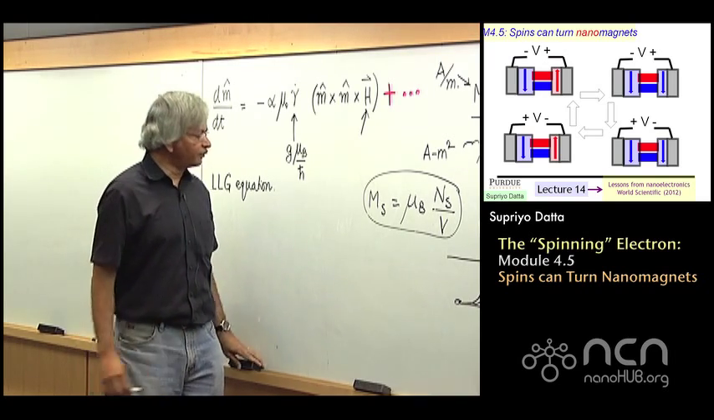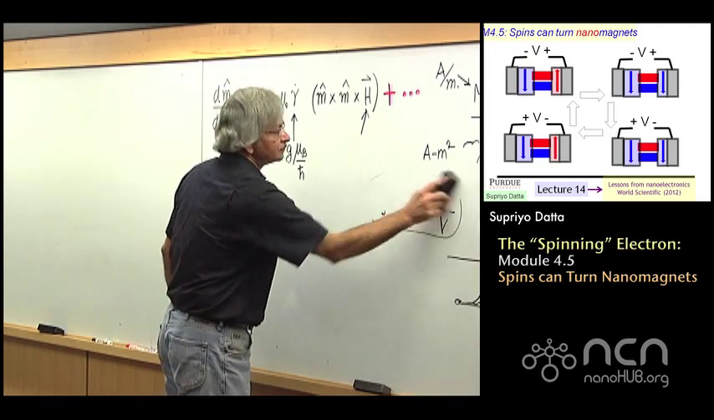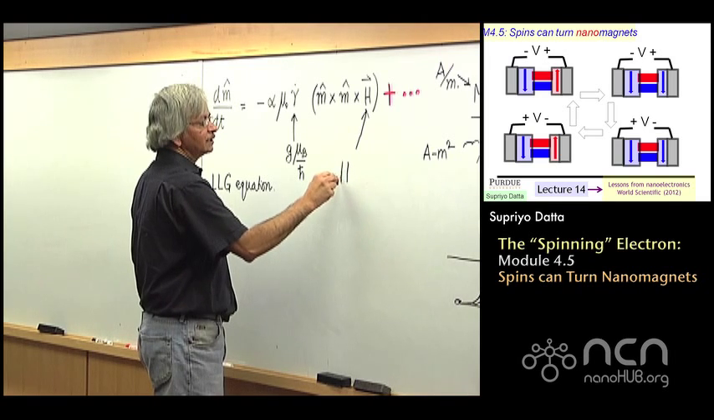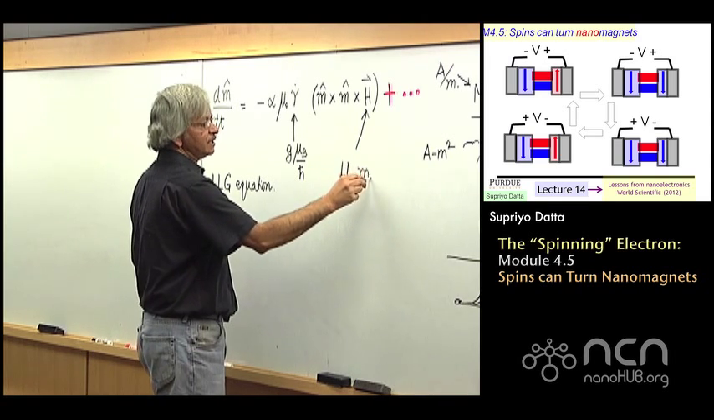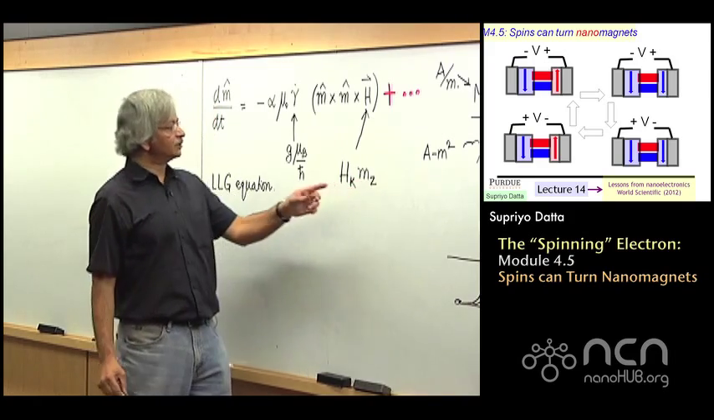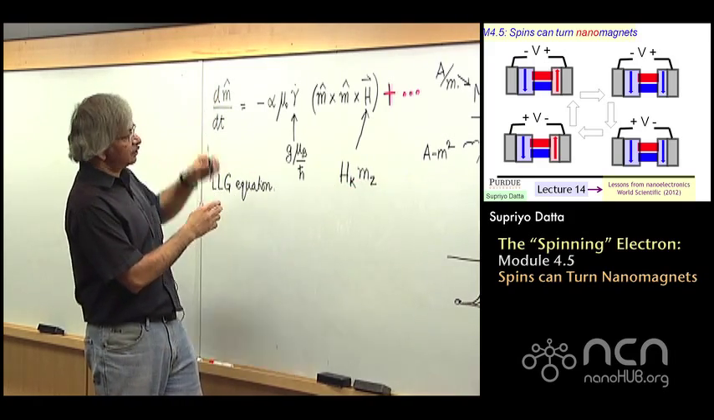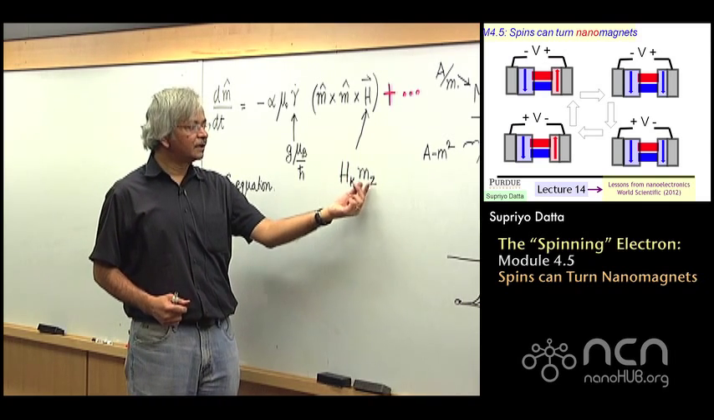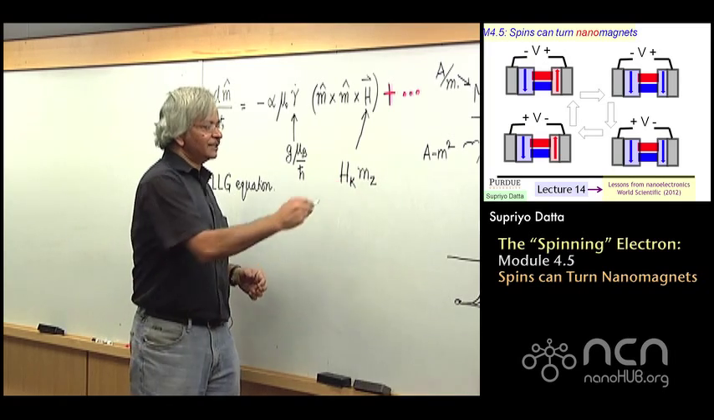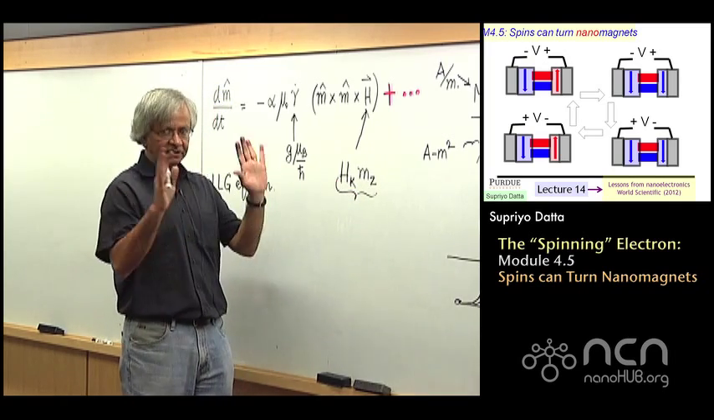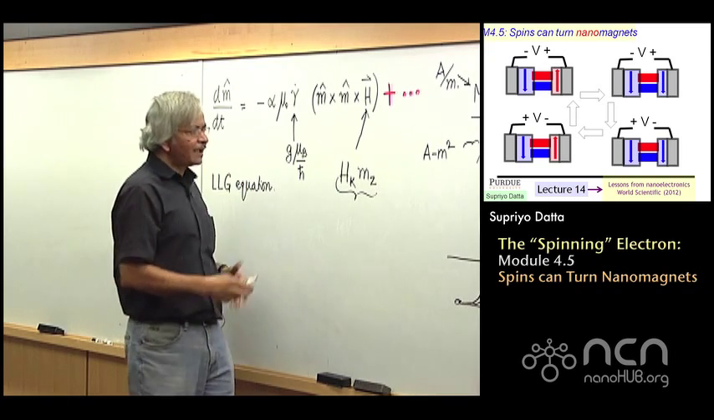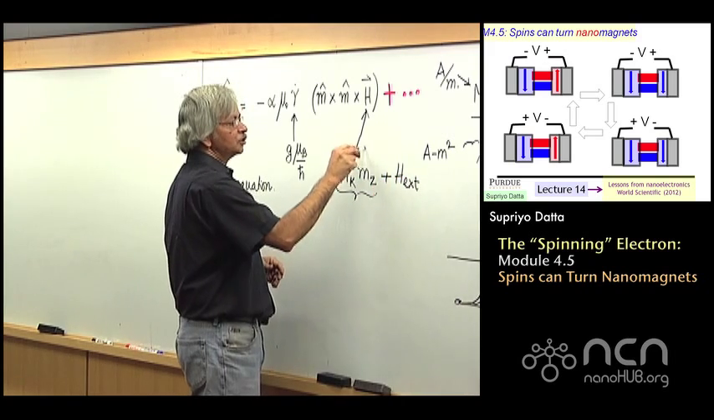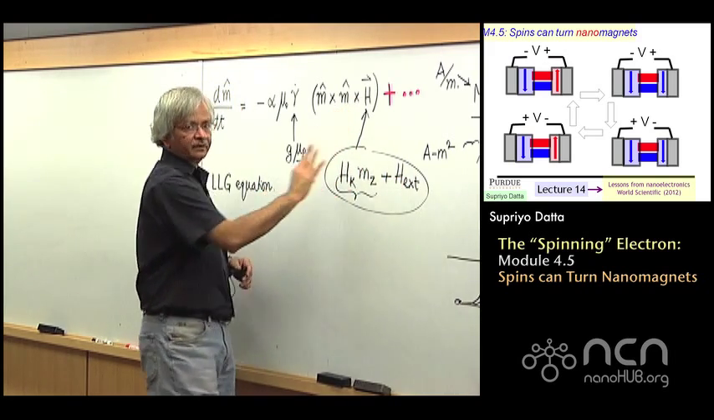And so often people would write this H as being composed of two parts. One part is HK times mz, where m is like a unit vector, and its z component, z being the preferred direction of the magnet, times HK. So this is like the internal field that keeps all the spins lined up, and then you are applying some external field to it. That is how people usually model this.